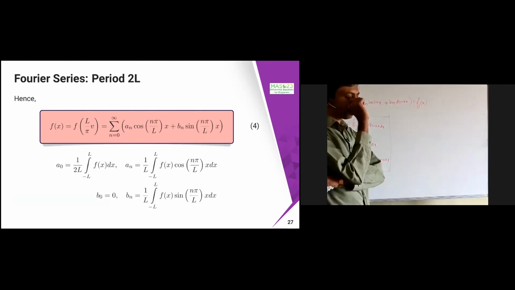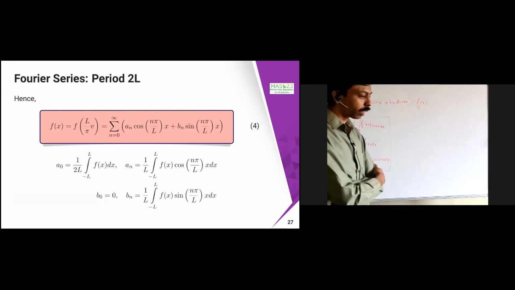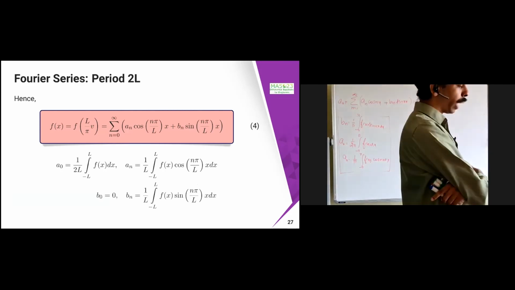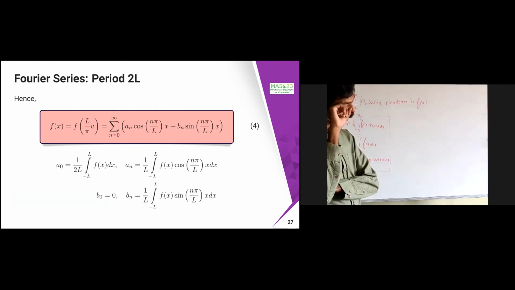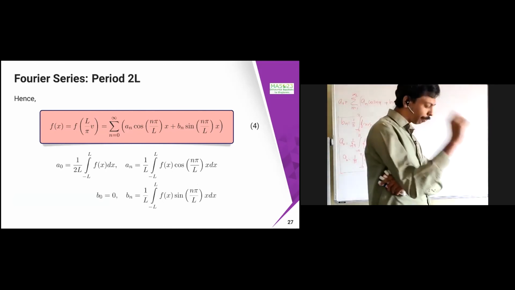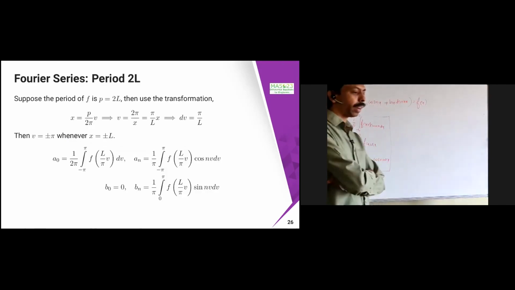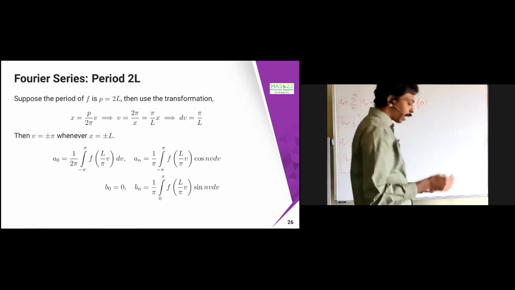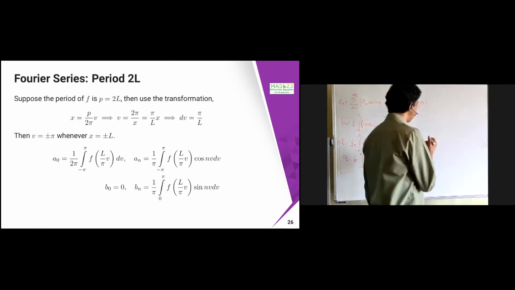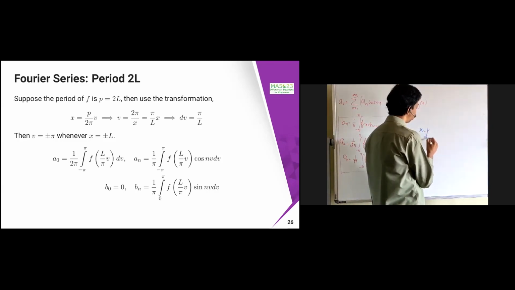So far we have defined period 2 pi. Instead of that, suppose I have period 2L. In that case, suppose the period is p equal to 2L, then we can use the transformation x equal to p by 2 pi into nu.